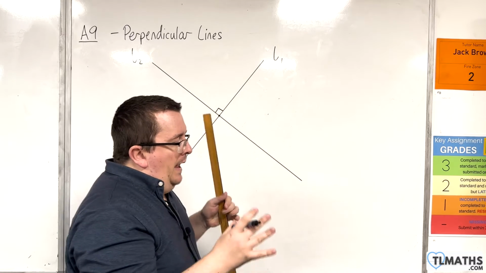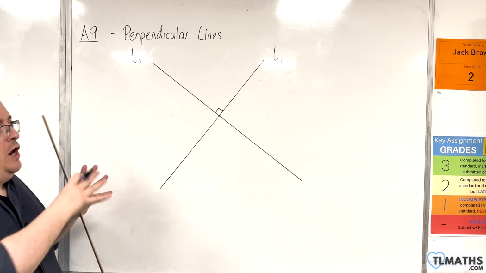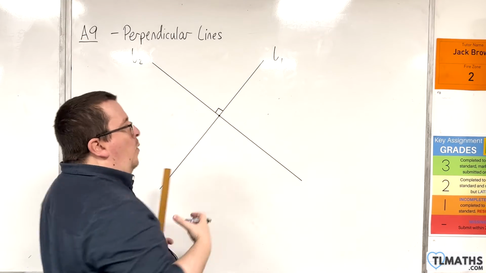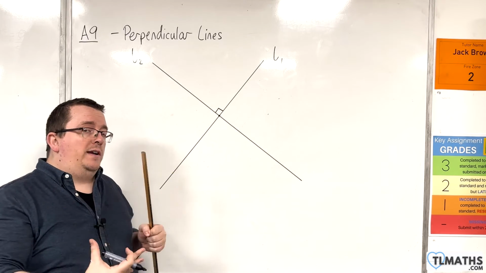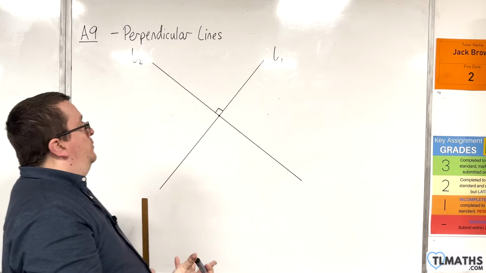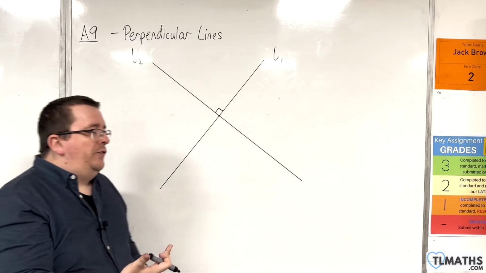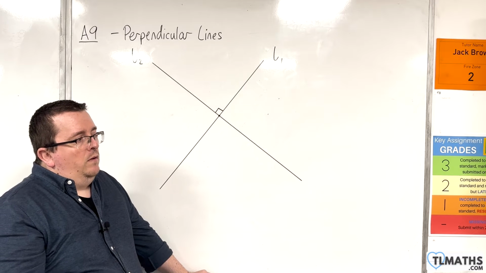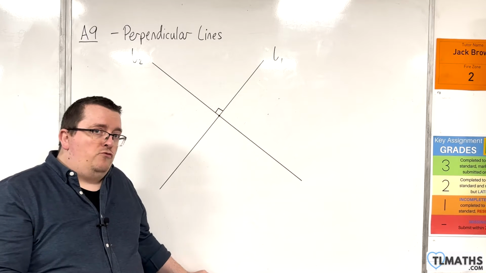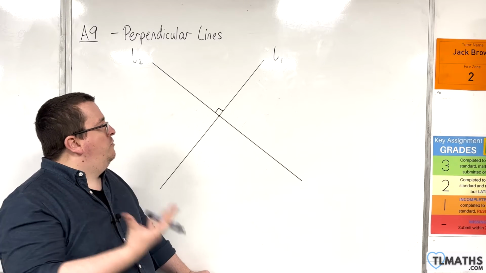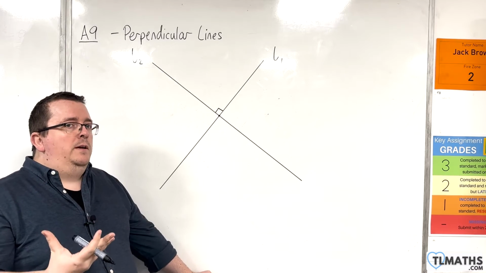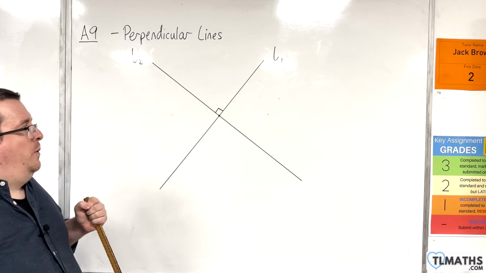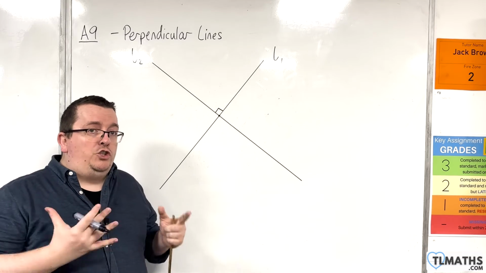Now, if I know what the gradient of line L1 is, how do I work out the gradient of L2? Okay, and that's using something referred to as the negative reciprocal, and that's really what we want to derive here. So can I try and explain where that comes from? Because it does feel like a little bit of a leap of logic, and to do this we're going to try and derive it geometrically.